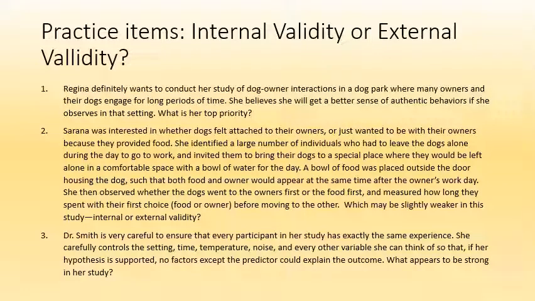Finally, Dr. Smith is very careful to ensure that every participant in her study has exactly the same experience. She carefully controls the setting, time, temperature, noise, and every other variable she can think of, so that, if her hypothesis is supported, no factors except the predictor could explain the outcome. What appears to be strong in her study, internal or external validity? And in this case, all the controls that she has, this means that the inside of her study is pretty tight. It has good control. And so she has stronger internal validity, but her external validity might be weaker.